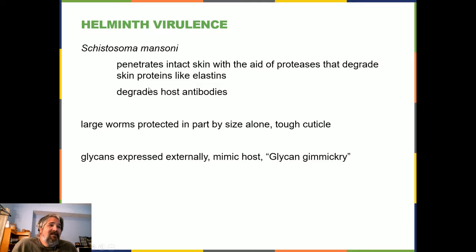Helminth virulence: Schistosoma mansoni penetrates the intact skin with the aid of proteases that degrade skin proteins like elastins, and it is able to degrade host antibodies. Now, large worms are protected in part by just their size. Obviously, they can't be engulfed. And the helminths also employ mimicry. They express glycans that mimic host glycans. Glycan mimicry. It's almost like lichen. Okay, anyway, that's the end of that chapter.